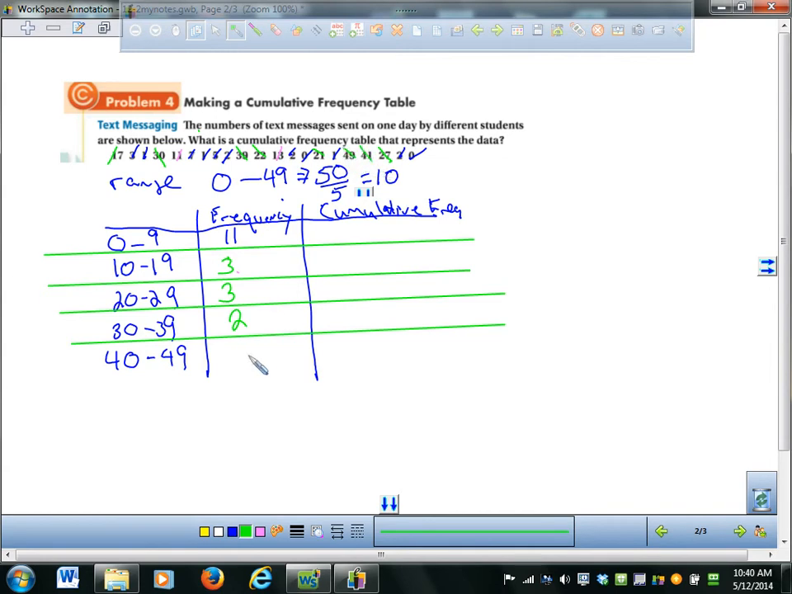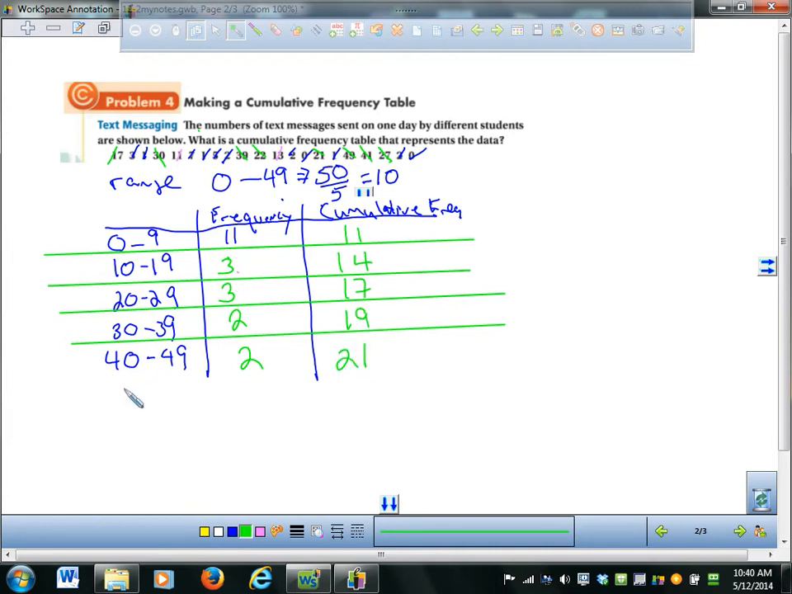Okay. So all that a cumulative frequency table is, you add them up as you go. Between 0 to 9 there's 11, and then you add this plus this, so this cumulative frequency is 14. You get that? You should be right. So the next one is 17. The next one is 19. The next one is 21.